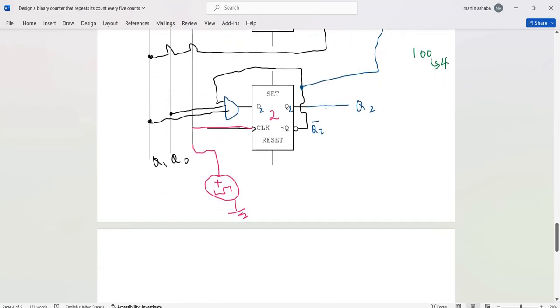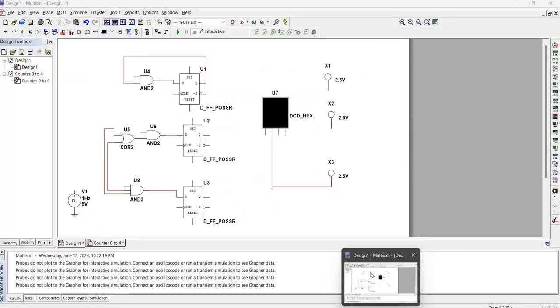A clock signal is here. This is a clock signal, and we are going to use plus 5 volts at 1 hertz. If the frequency is high, it will make it difficult for us to read the output. So let's go and see how to import these components.